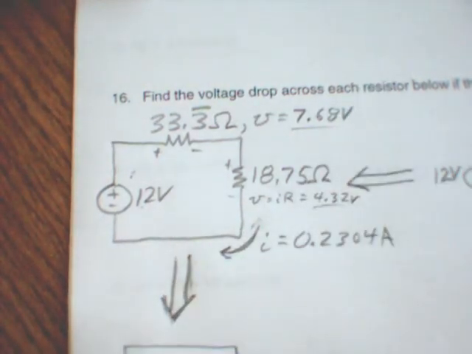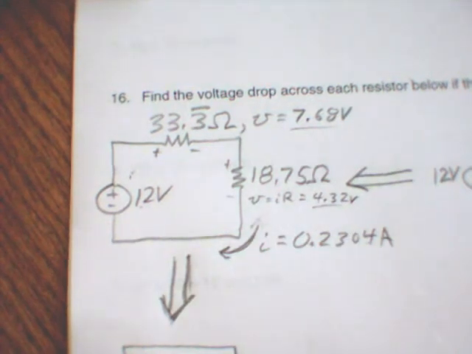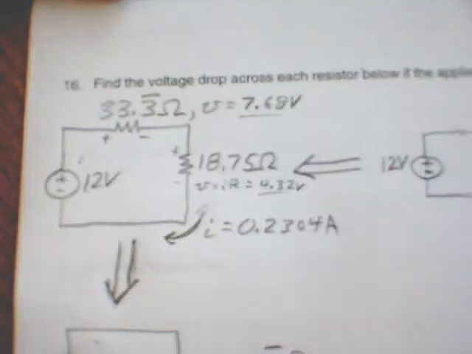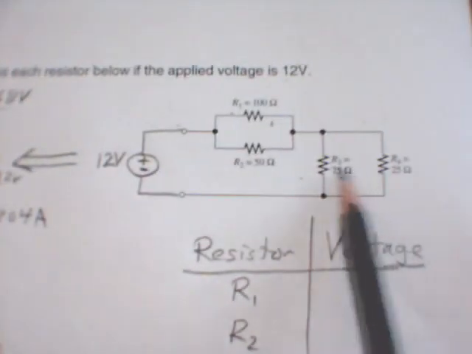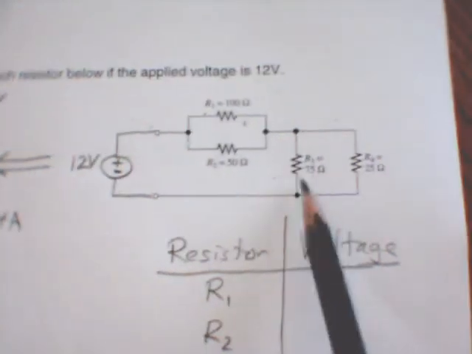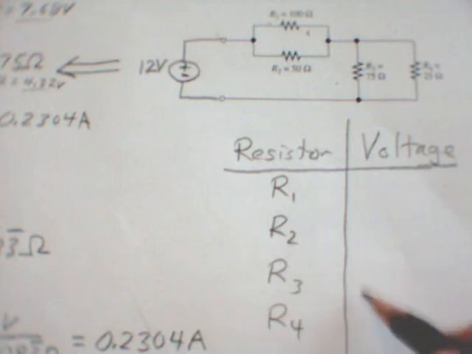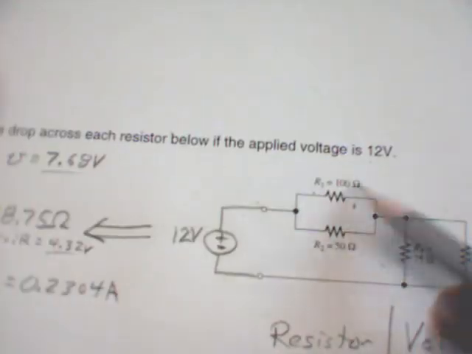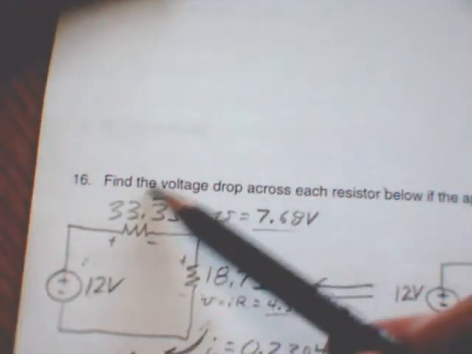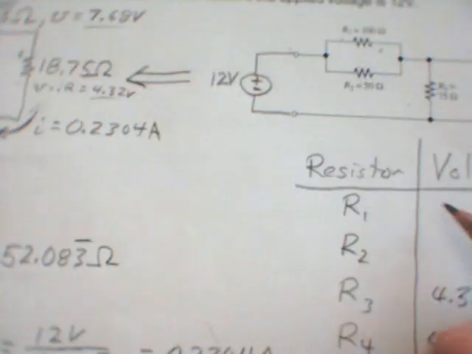How do you get from this over to the original circuit? It's not too difficult, because remember that these two combine to give us that one, and since they're in parallel, the voltage drops across them should be the same. So for R3 and R4, we can come down here and say that the voltage is 4.32 volts. And these two are in parallel, which was equivalent to that resistor right there, 7.68 volts.